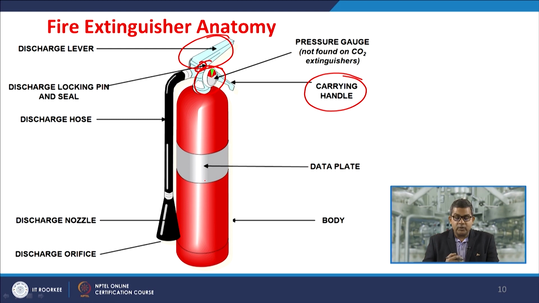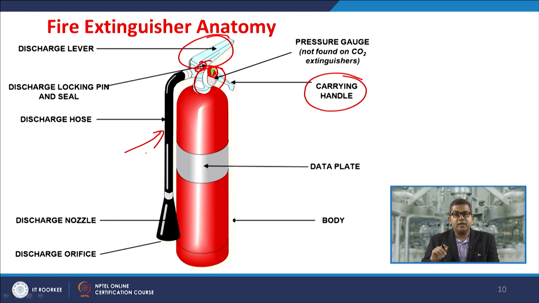So, it is quite obvious that the needle should be in the green zone, so that this is the safest zone, because you cannot go with excessive pressure, and if the pressure is too low, then definitely it will not give the desired result. This is the discharge hose through which you can direct the chemical or water to the place of fire. This is the discharge nozzle, and sometimes people use the term discharge orifice, so that you can direct it towards the fire.